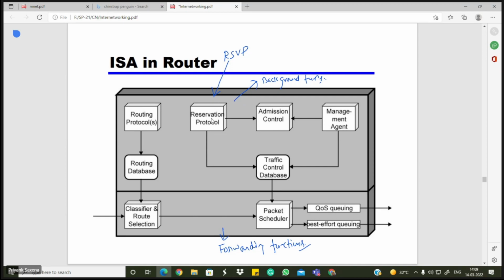Once they request the resources, the reservation protocol checks the current engagement or the availability of the resources, and based on that it updates the admission control unit.